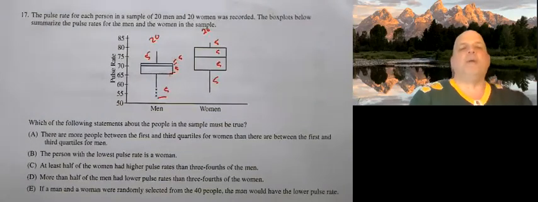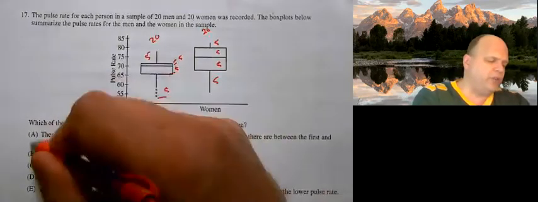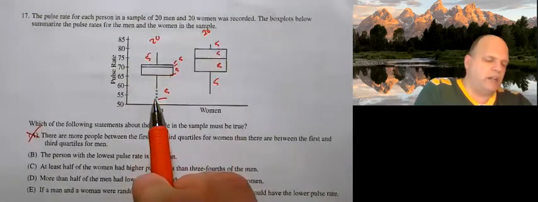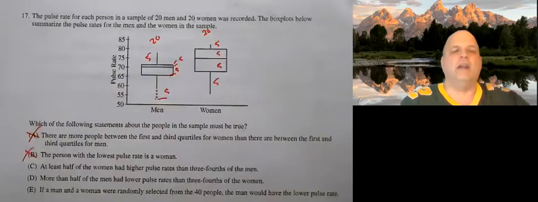So there are more people between the first and third quartiles for women than there are between the first and third quartiles for men. That's false, or 25%. And since we had equal sample sizes, it's the same. The person with the lowest pulse rate is a woman. No, there's an outlier. We got some outliers here for the men. Lowest pulse rate is a man.